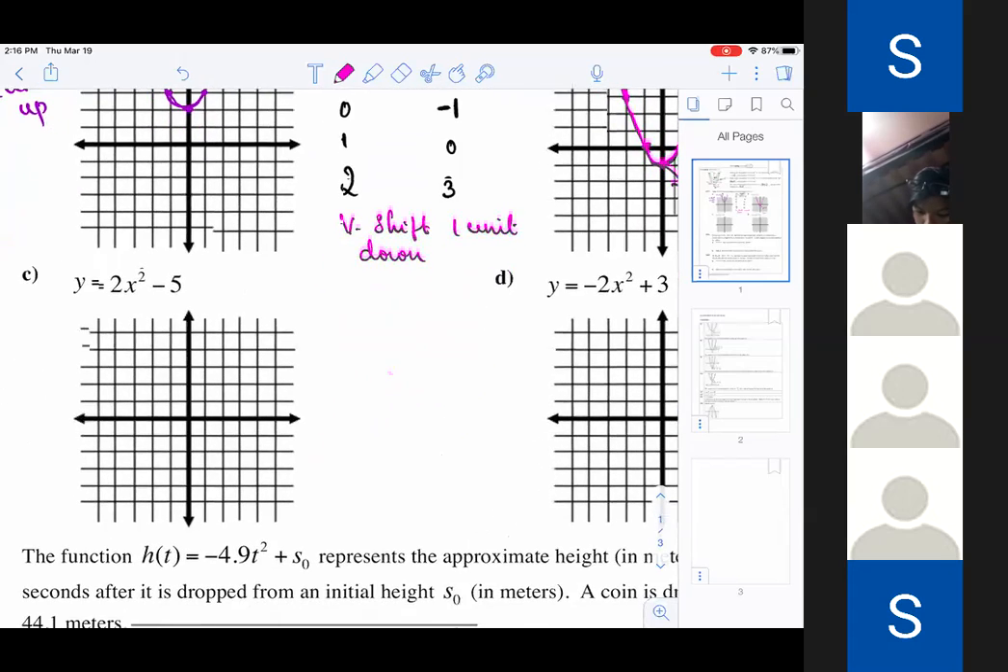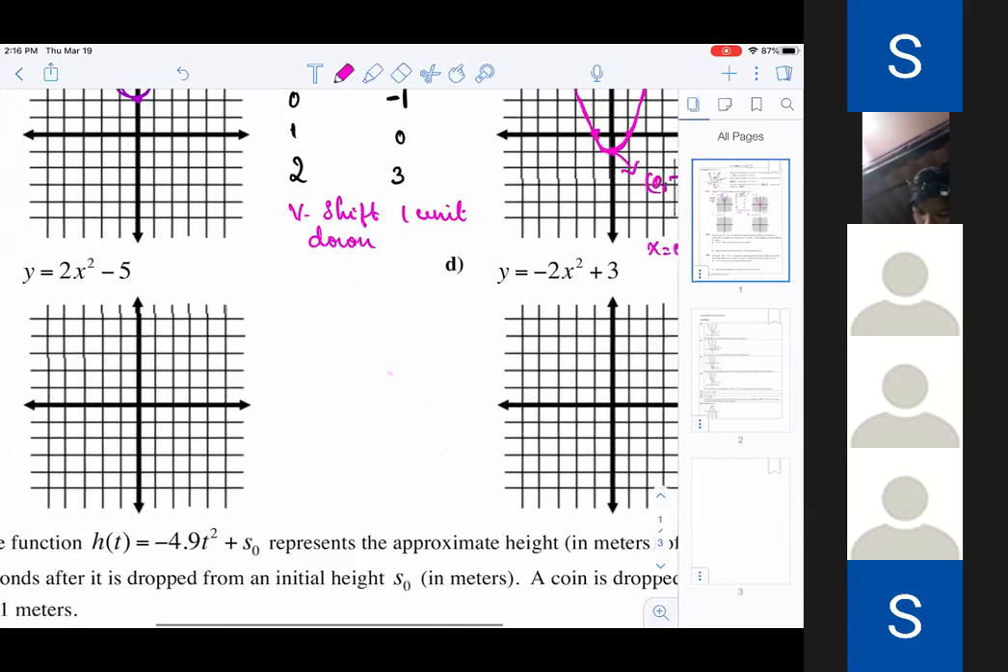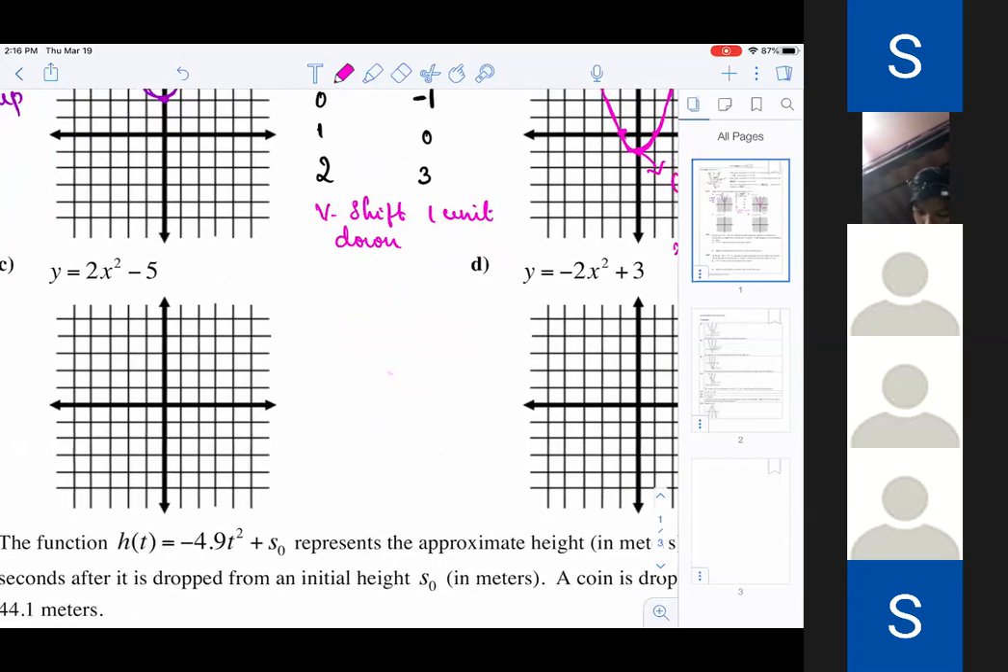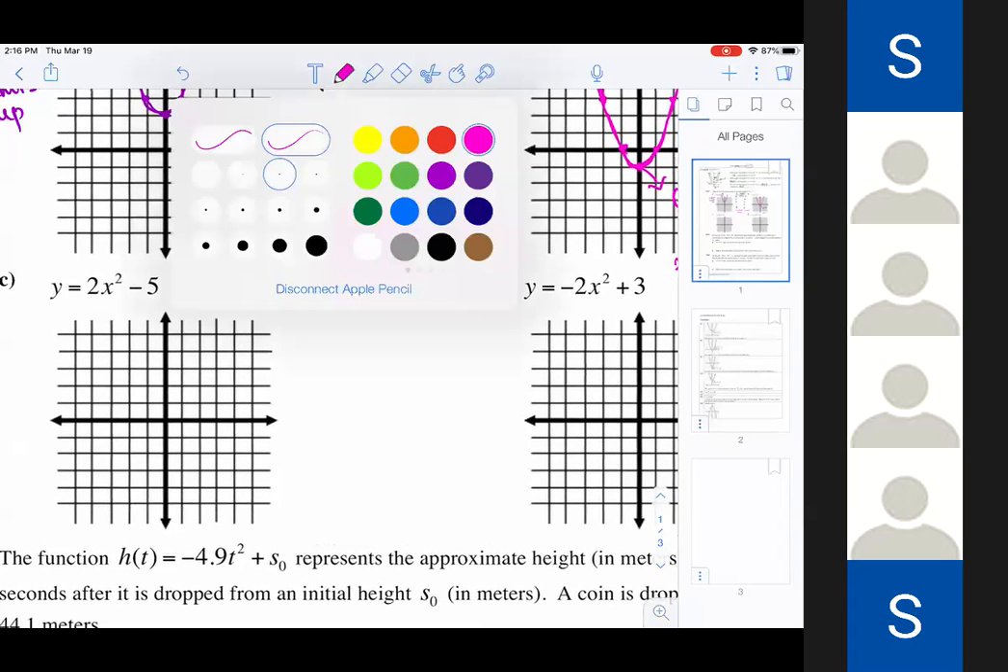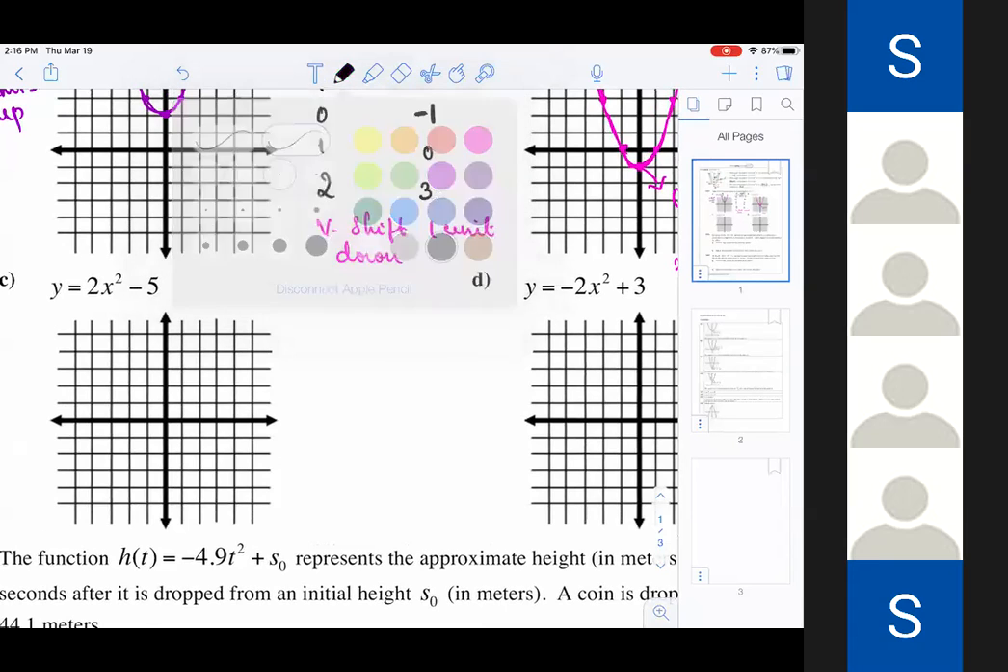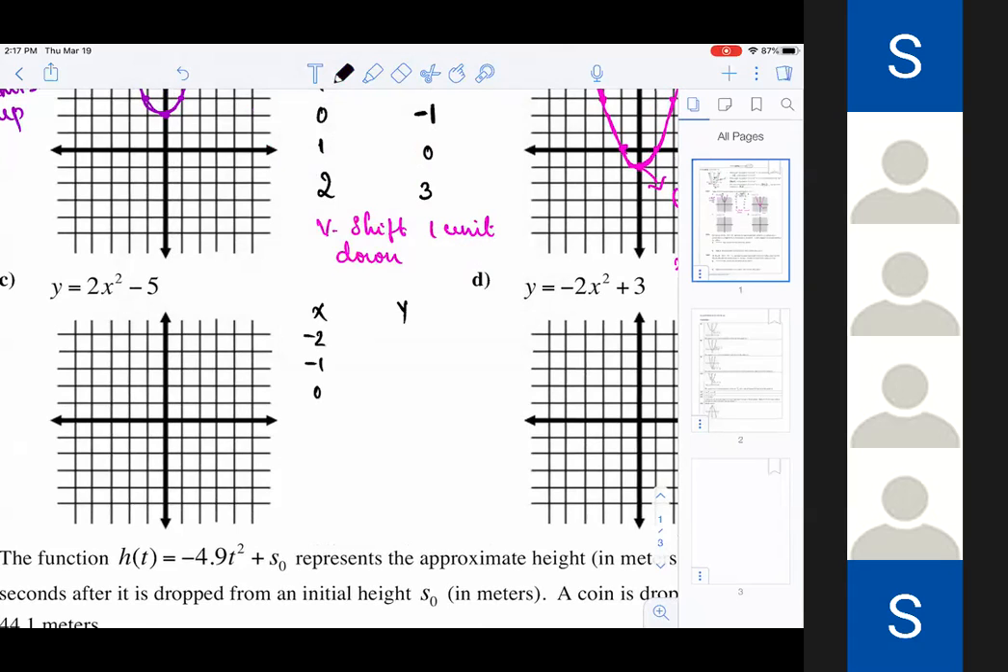Okay, why don't you guys try C? I'm going to use the same x values, -2, -1, 0, 1, and 2. Find out the y values.